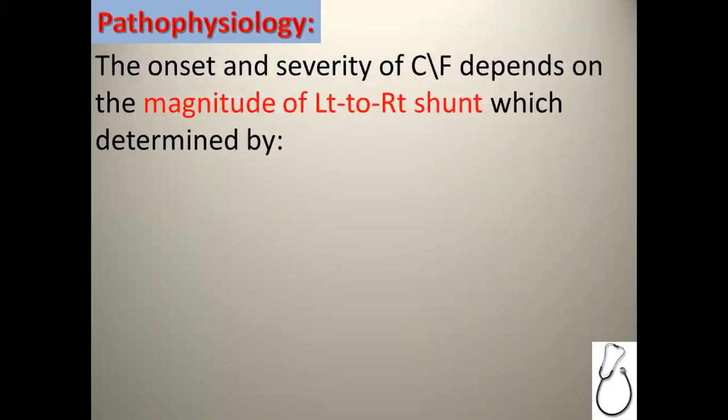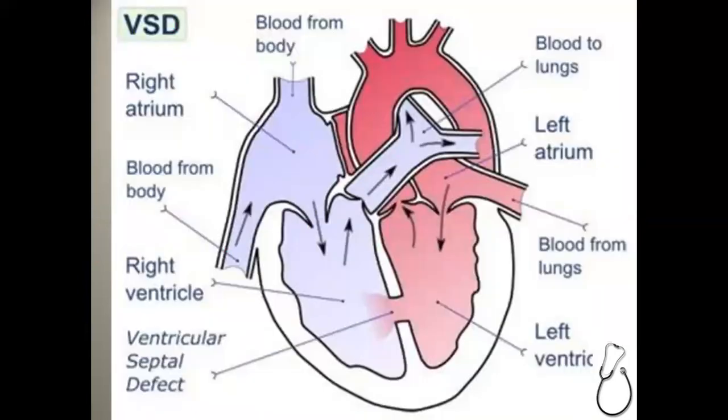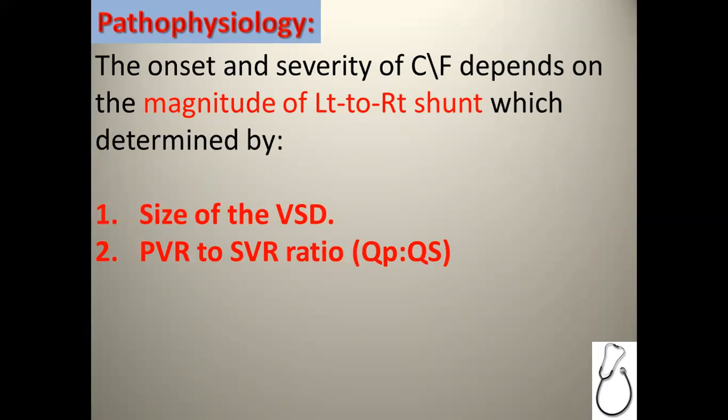Pathophysiology: the onset and severity of the clinical features depend on the magnitude of the left to right shunt, as in the ASD, which is determined by the size of the VSD and the pulmonary vascular to systemic vascular resistance ratio, QP to QS. These are the 2 main determinants of the left to right shunt, which determine the onset and severity of the clinical features.